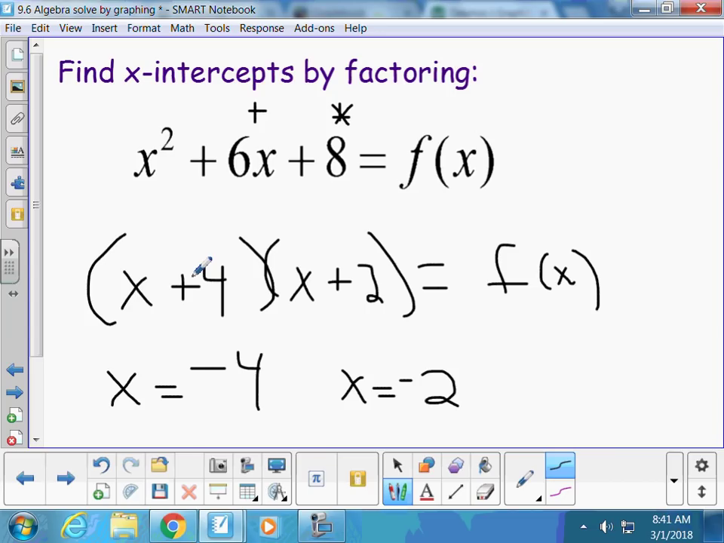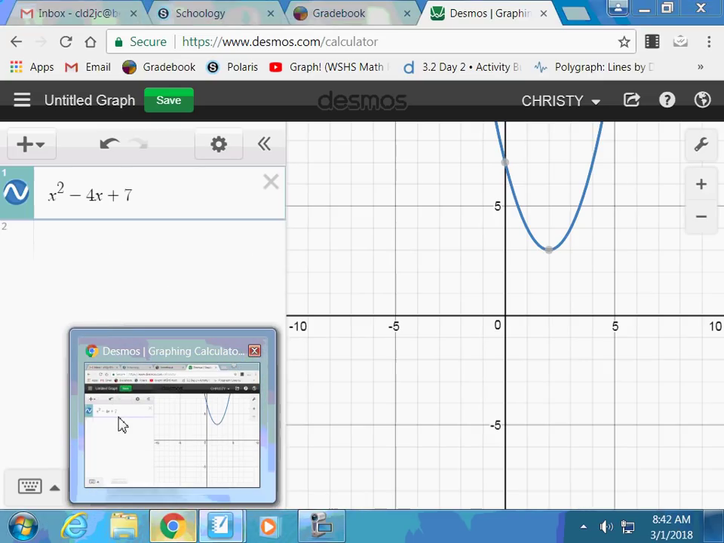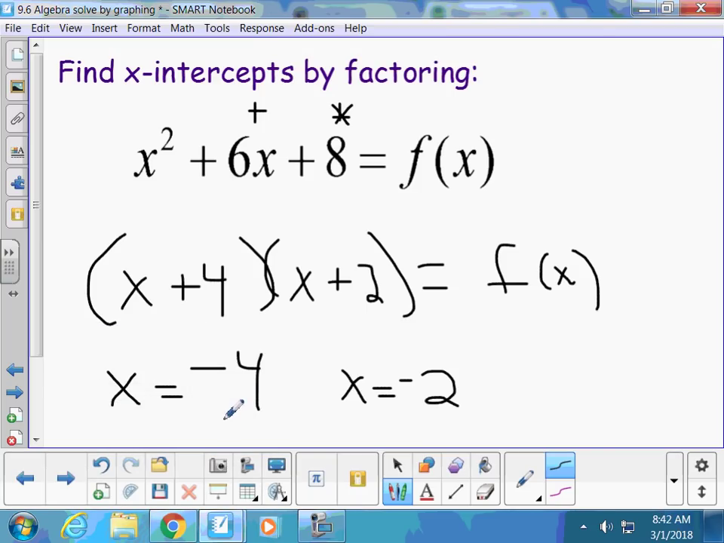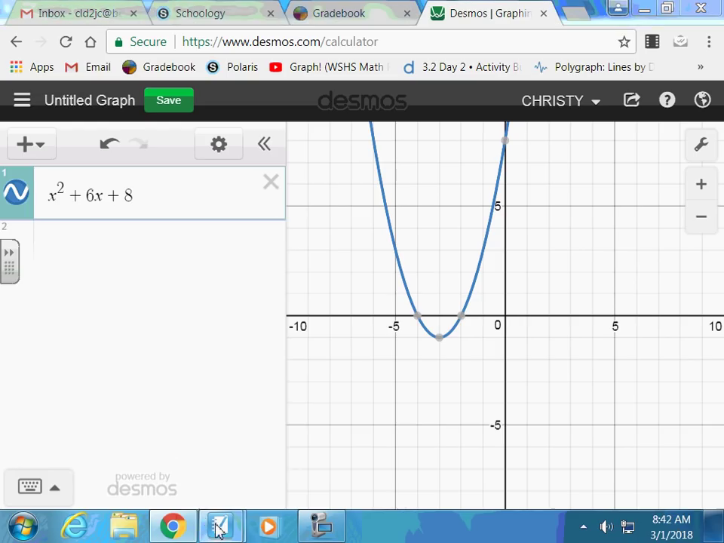You can check yourself in a variety of methods. You could put these numbers in for x and plug and chug and make sure you get 0. Or you could just graph it and see that the intercepts are -4 and -2. Let's go ahead and check ourselves in that manner. X squared plus 6x plus 8. Look at that. Our intercepts are -4 and -2. This is a great way to check.